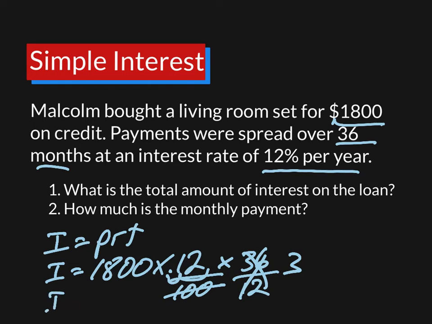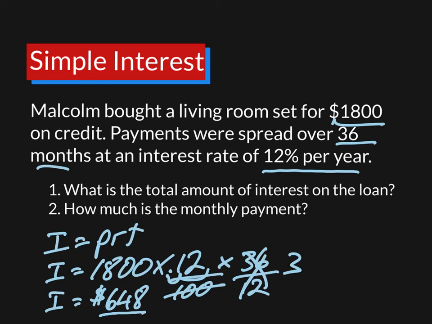And when we work that all out, it's going to give us $648. So that's the answer to question 1. Over the 36 months, at 12% per year interest, he's going to pay $648 in interest.